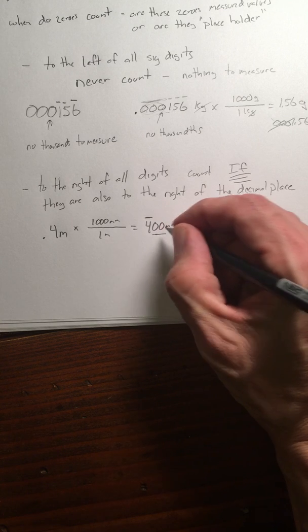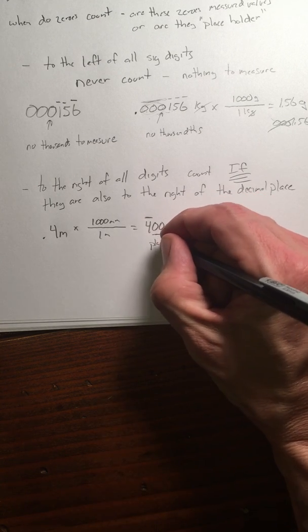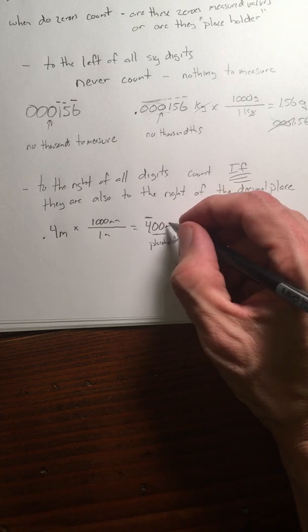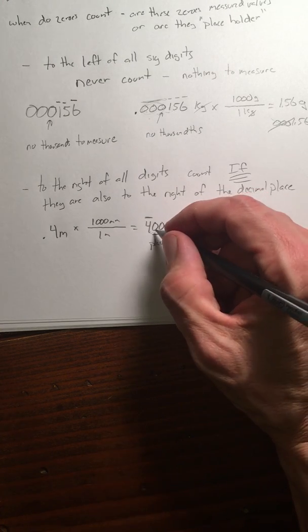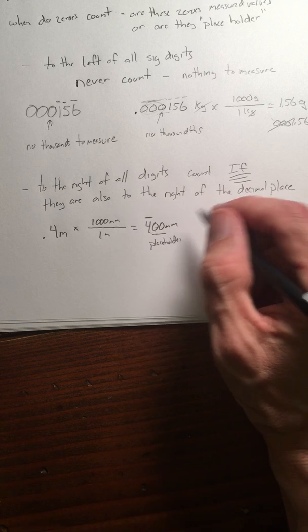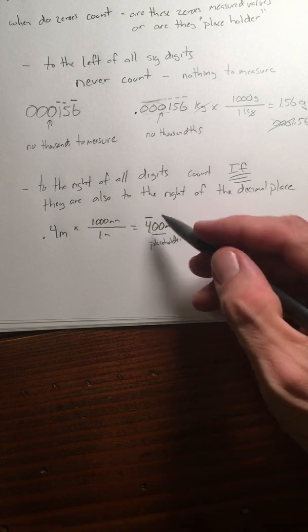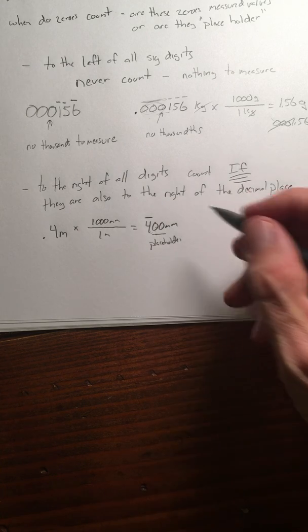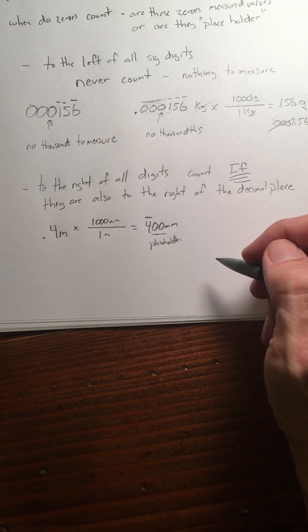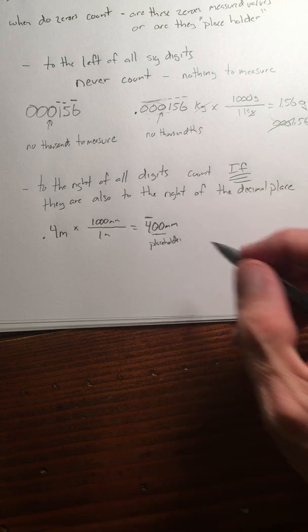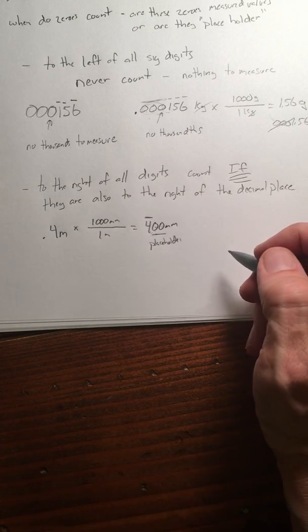What role are these zeros playing? They're placeholders. They're only there to tell you that this 4 is in the hundreds place now. But I didn't actually measure that the line was exactly 0.4 meters. Remember, we measured it with that meter stick that was all taped up. We don't know exactly how many millimeters it is, but we know the 4 is in the hundreds place, or 0.4 meters. So these zeros, not significant, just placeholders.